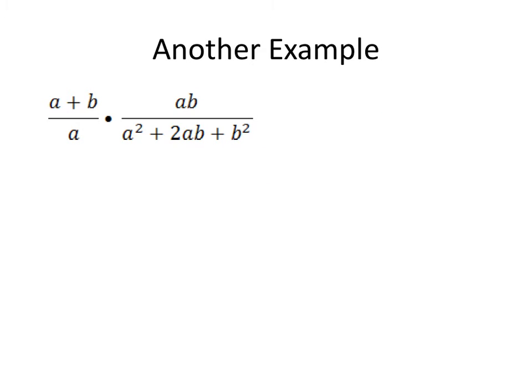Now if we look at a little bit more complex problem, this one's going to involve a few more steps here. And so the idea is that I need to factor this as much as possible. And so a plus b is already factored. There's no common factors between those. a is already factored because it's just by itself. a times b is technically factored because it's already there. There's just a times b. Now the only thing that we have to worry about here is this a squared plus 2ab plus b squared.